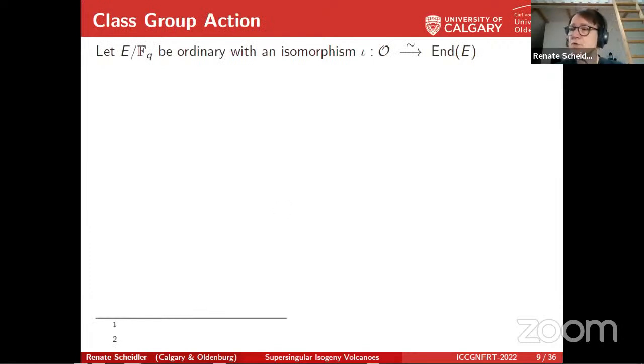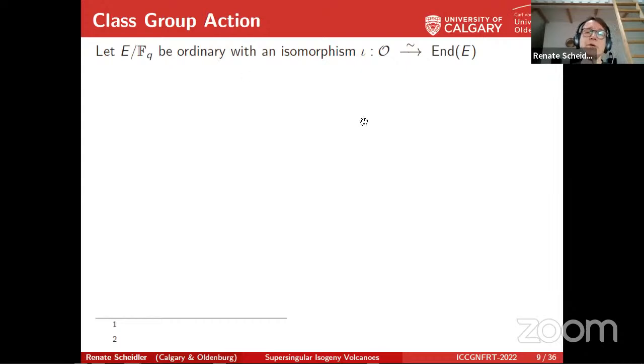And so what we're actually going to do is, instead of finding paths between elliptic curves, we're going to find paths between J invariants. Okay. Now let E be an ordinary elliptic curve. So let's just look at the ordinary case first, because pathfinding is a lot easier there.